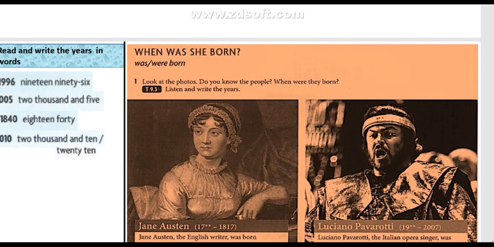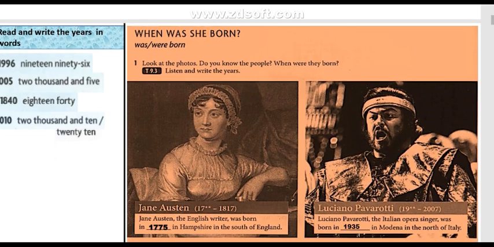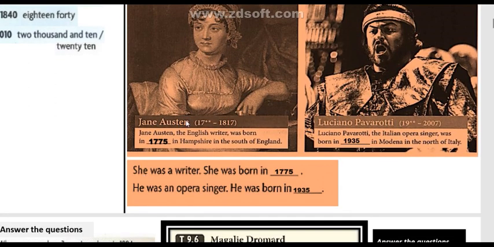For example, here we have Jane Austen. Jane Austen is an English writer. Jane Austen, the English writer, was born in 1775 in Hampshire, in the south of England. Here we have the passive voice. How do we know it's passive voice? Because Jane Austen is not the subject, but her mother, because she gave birth to her, is the subject.